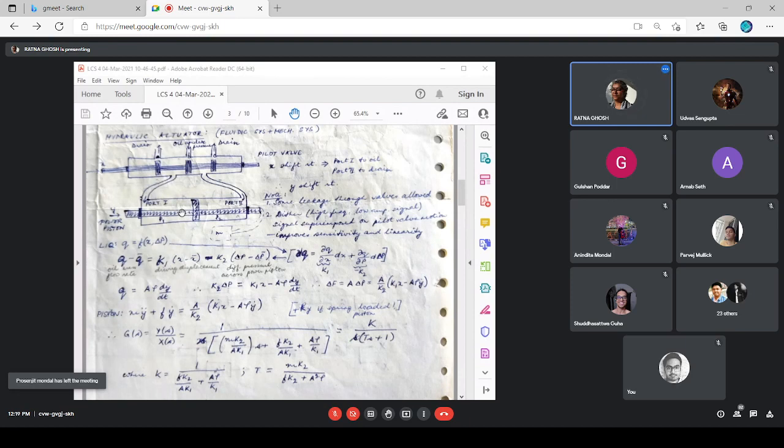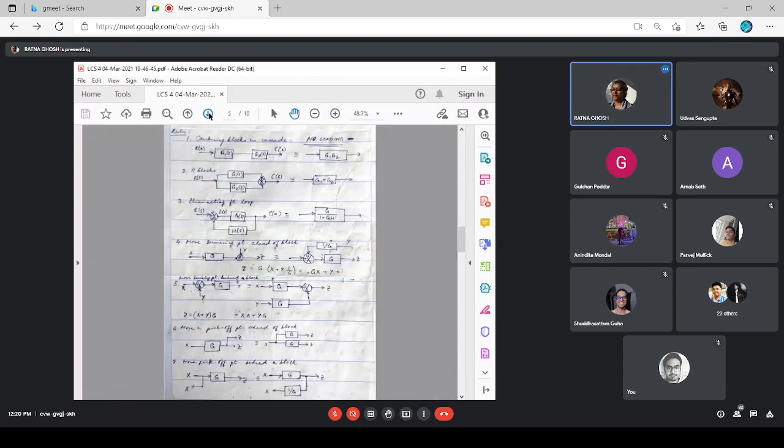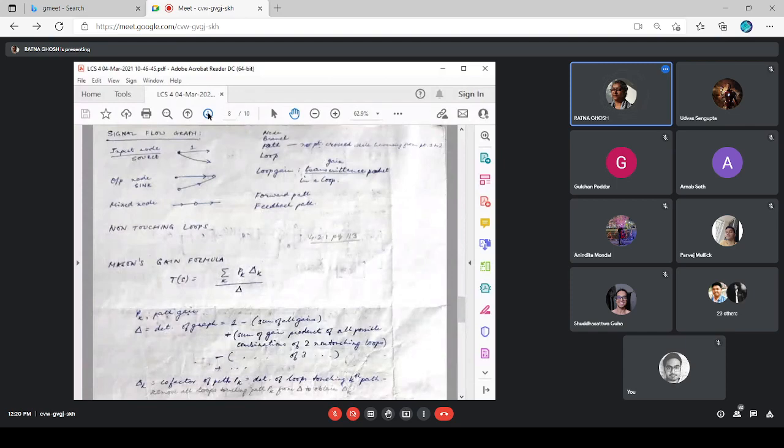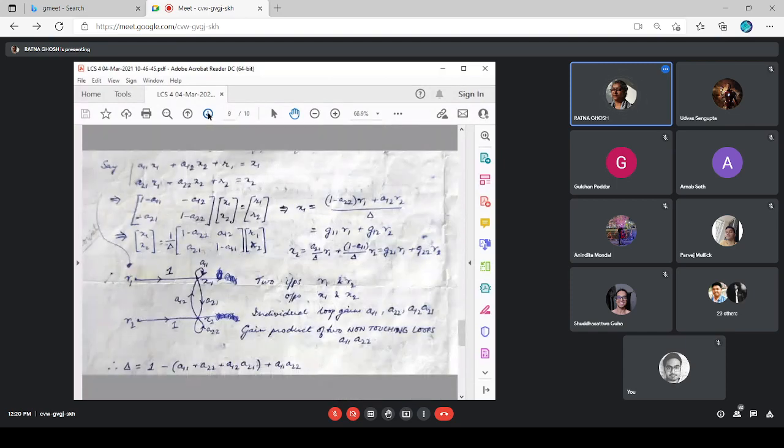Okay? Yes, ma'am. Anindita, clear with you or still any? Yes, ma'am, clear. Ma'am, could you please explain the concept of non-touching loops? Non-touching. Could you guide me to which page it's on? 8 or 9? Or you just want the concept? Yeah. Okay, let me think of this one itself.